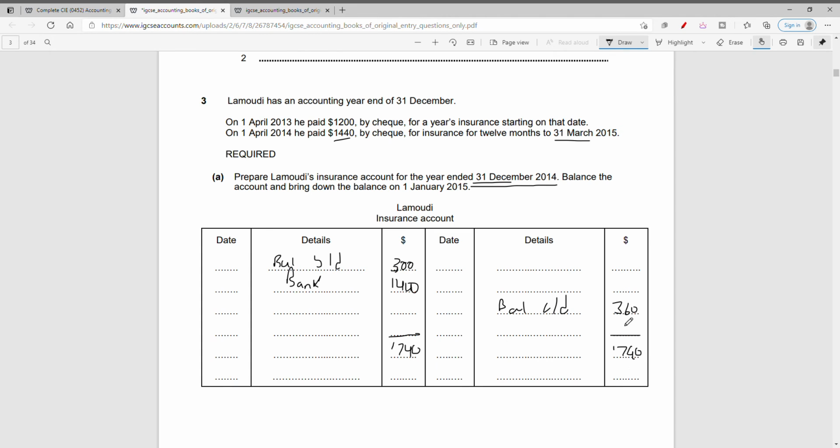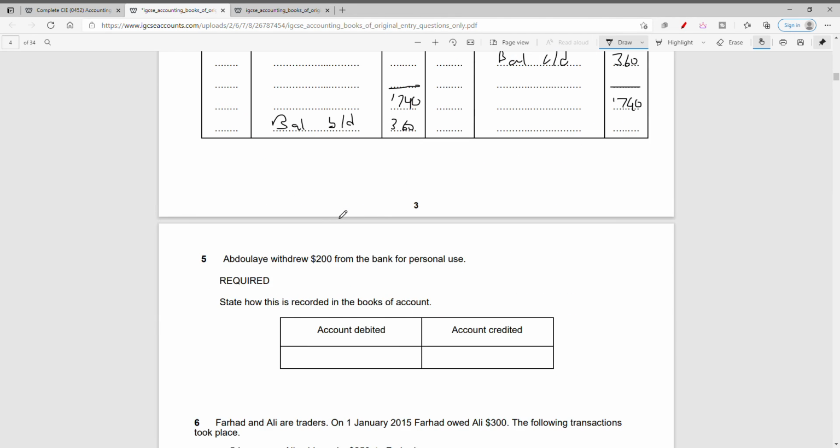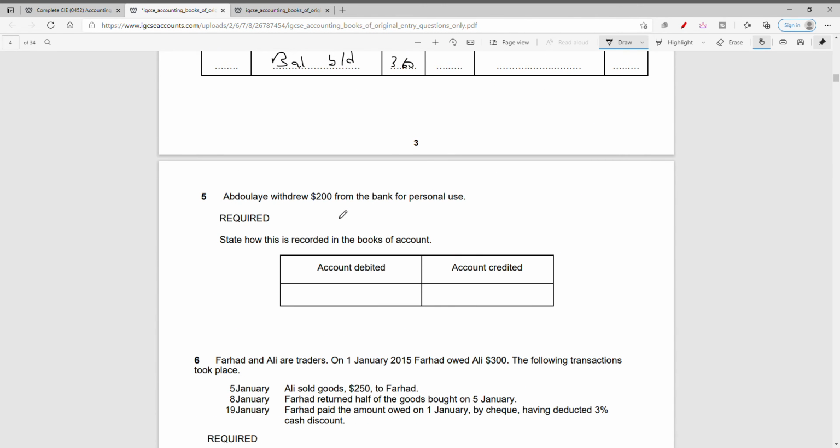I'm using my mouse. And to calculate the income statement, the IS, we simply do 1740 minus 360, which gives me 1380. And then you simply add balance brought down. I'm not writing the dates, but I think you should know the dates, okay? So let's move on. That's it. It's all you need to know.